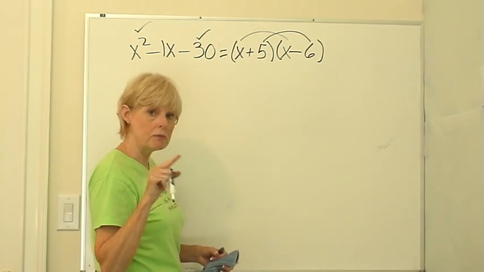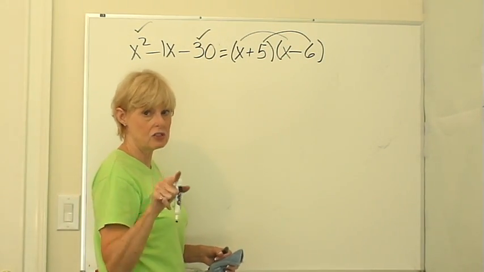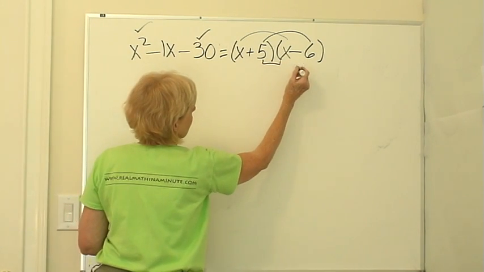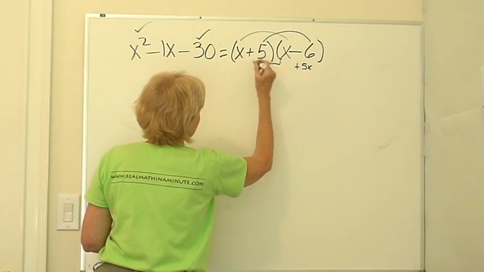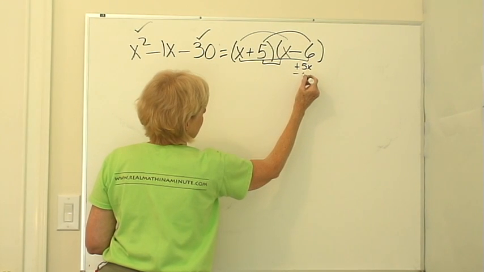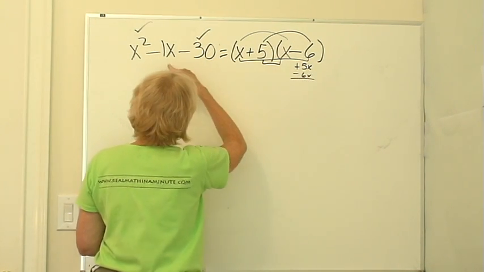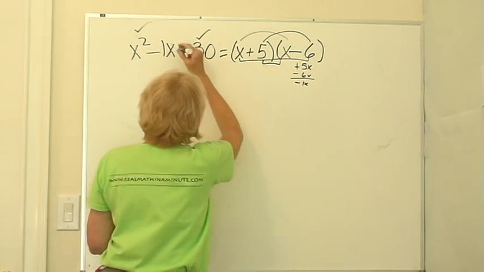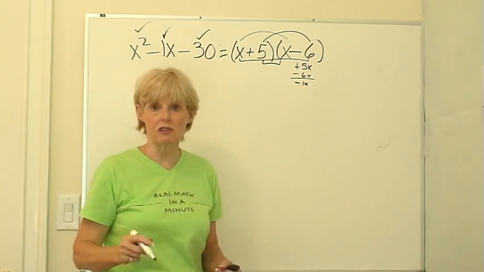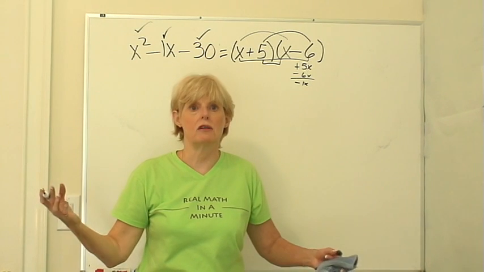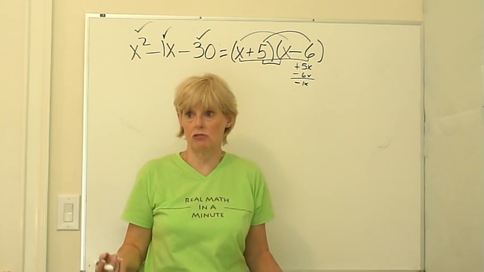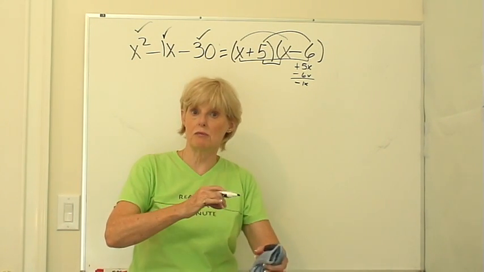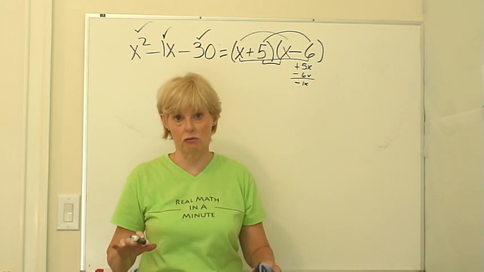Watch your signs, you know, positive times negative is negative. Now check the middle. Right here, I get a positive 5x. And then I check first to last, -6x. And I'm trying to get a 1. Can I get a 1? I get -1x. Yes, it all checks out. If it doesn't, I get my eraser and start over again. I just try to find my error. Rather than finding my error, I find it easier just to start over again.